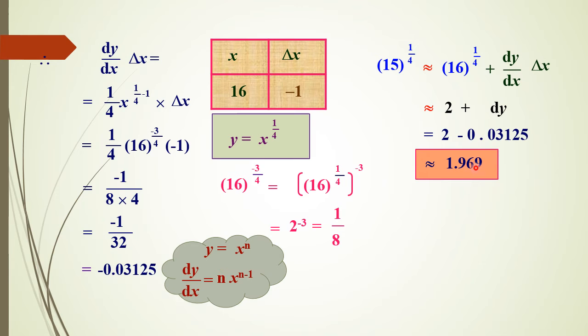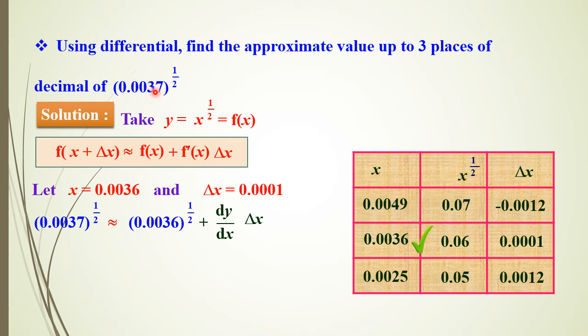It is 1.969. Next, 0.0037 whole raised to 1 divided by 2, the square root of this number.